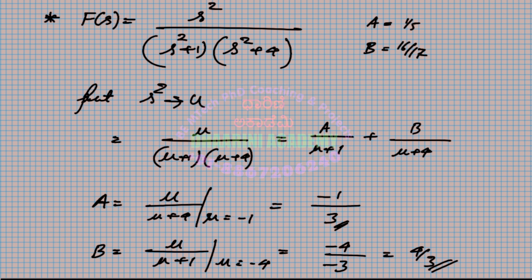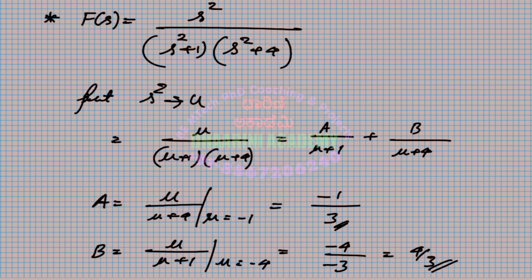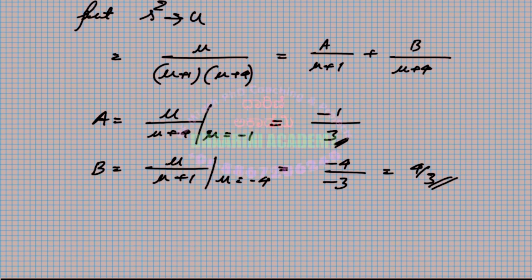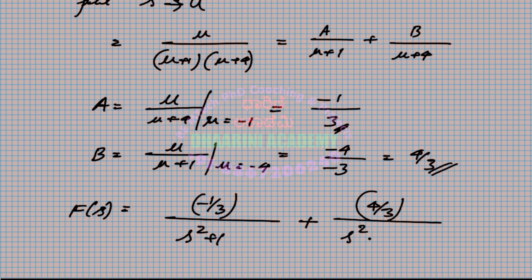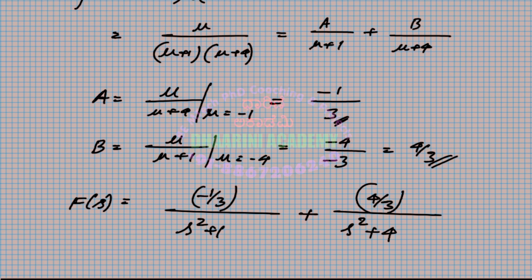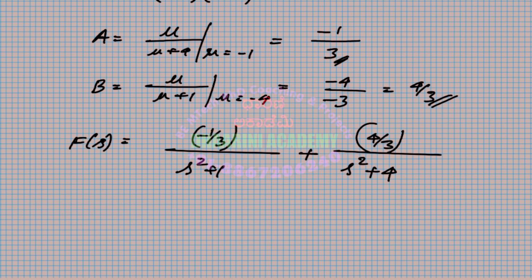Okay. Once you get the values, you'll put the s square back. So this implies f of s is equal to a, which is minus 1 by 3 divided by u plus 1, so s square plus 1, plus 4 by 3 divided by s square plus 4. Isn't it? Now that is f of s.